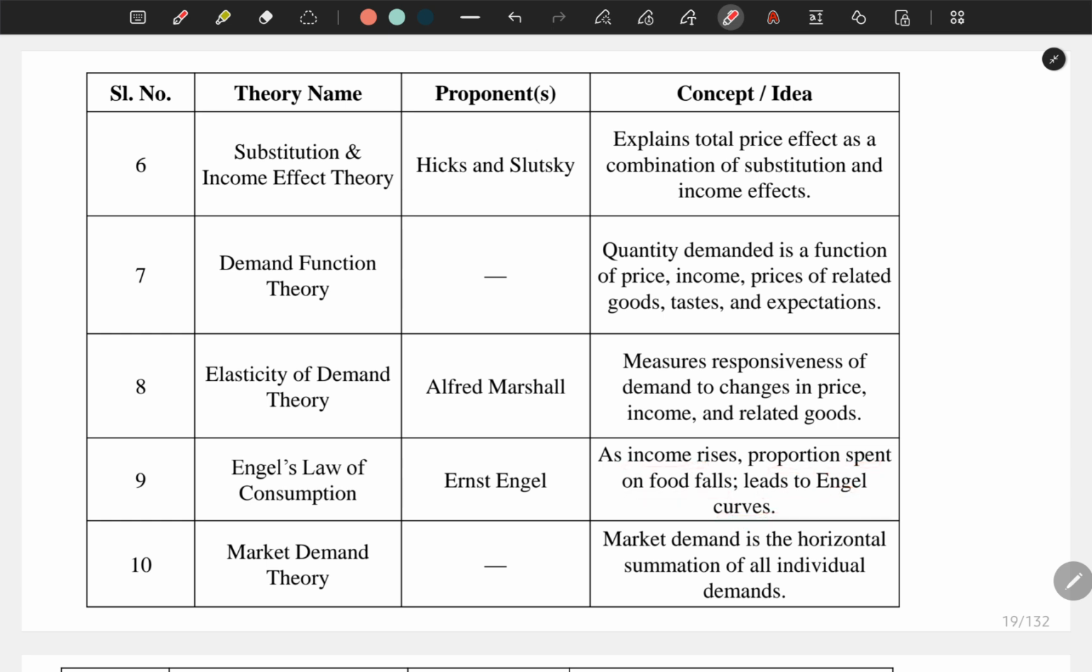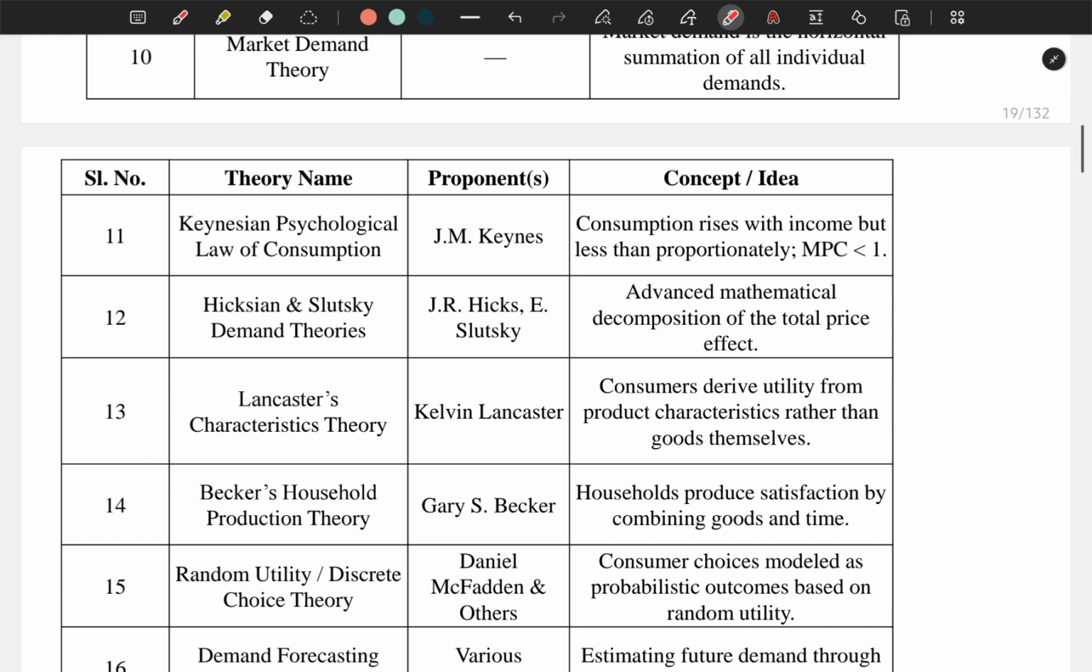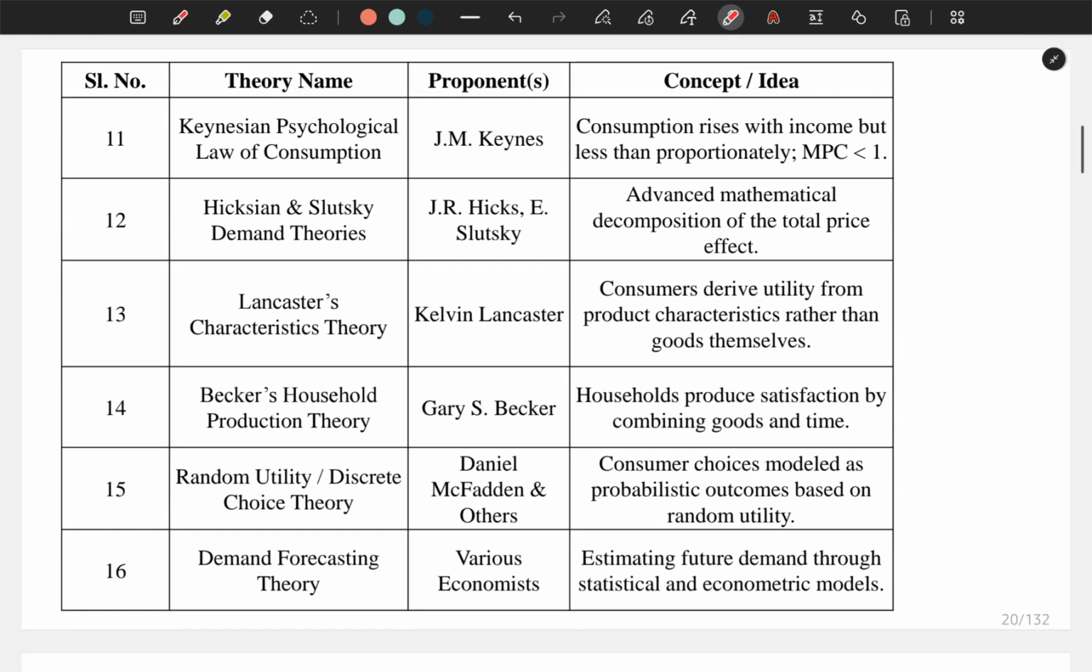Then market demand, which is the summation of all individual demands. Then the Keynesian psychological law of consumption. Usually we study this concept in macroeconomics, no problem; in the macroeconomics lectures also I am going to explain these things in detail. This psychological law tells us that when income rises, consumption also rises, but less than proportionately. It tells us that the marginal propensity to consume is always less than 1.